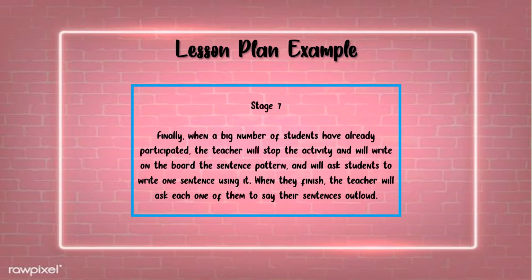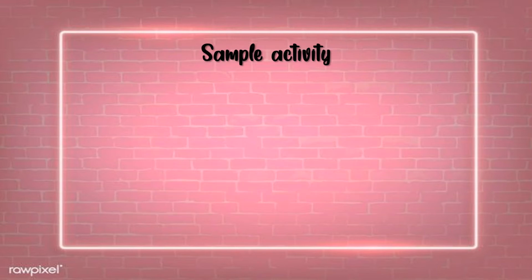Stage 7. When a big number of students have already participated, the teacher will stop the activity and will write on the board the sentence pattern. She will ask students to write in their notebooks one sentence using the sentence pattern, and one by one she will ask them to say their sentences aloud. Reaching this point, students already repeated the model sentence and replaced some of its parts to create a new sentence.